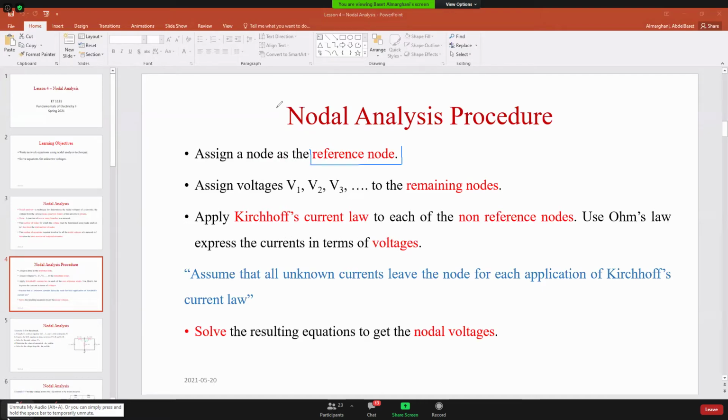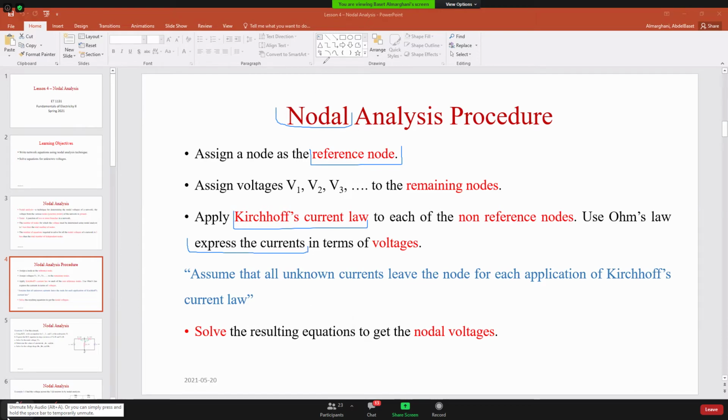Because we're working at nodes, we apply Kirchhoff's current law, because Kirchhoff's current law is for nodes. It says at any node in the circuit, the entering current equals the leaving current. It means the sum of the entering currents equals the leaving currents. Then we express those currents in terms of the nodal voltages, and we solve those equations.